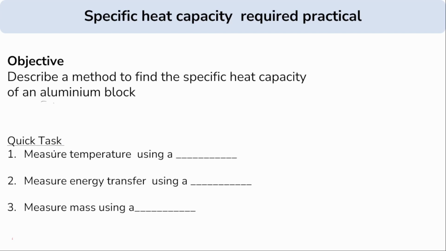Hi and welcome back. By the end of this video, you should be able to describe a method to determine the specific heat capacity of a material, in this case, an aluminium block. Before we start, have a go at this quick task. 3 measuring jobs, 3 missing instruments. Pause the video if you need some time.